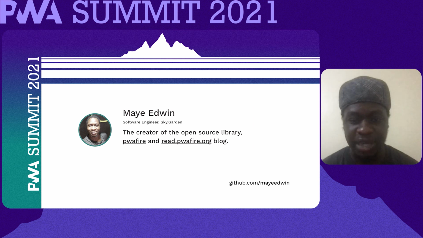I'm a software engineer at Sky Garden and passionate about open source and building developer communities. Some of the open source projects that I've contributed to are Firebase and TypeScript. I'm also the creator of the open source library PWA, which is basically a bundle of all new web capabilities as one package. You can always Google to learn more about it.